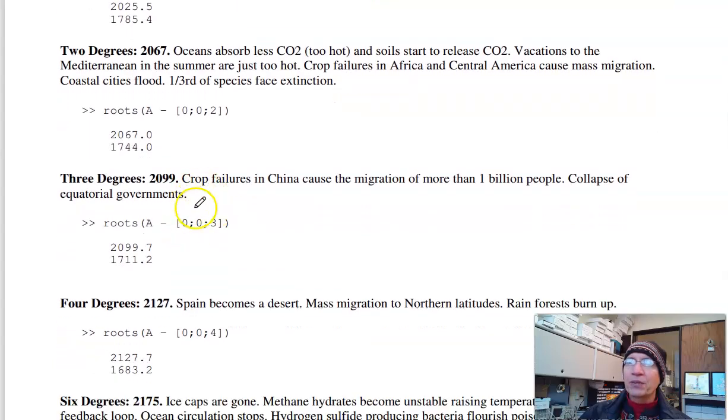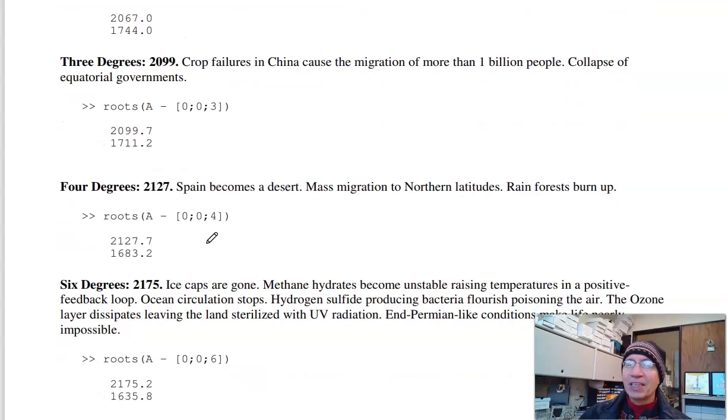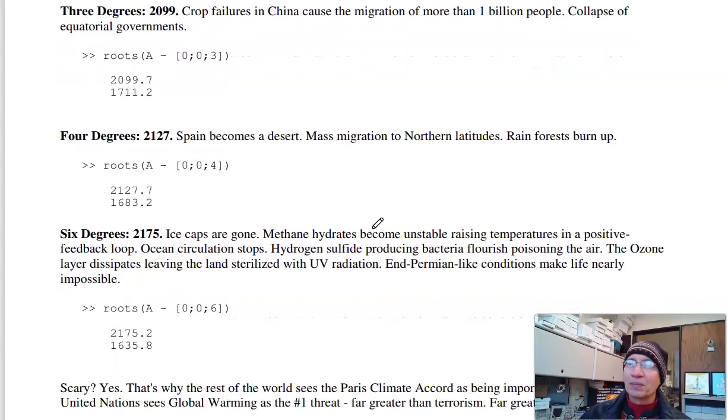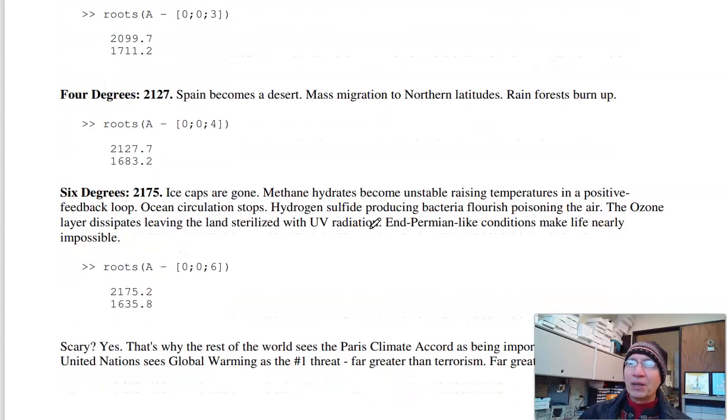At 3 degrees, turn of the century, you're getting crop failures in China, billions of people on the move, collapse of equatorial governments, something we have to look forward to. 4 degrees. Spain, Mexico become deserts, mass migration to northern latitudes, rainforests dry up. At 6 degrees, ice caps are gone, methane hydrates become unstable, in a positive feedback loop, ocean circulation stops, hydrogen sulfide gas sterilizes the atmosphere, ozone layer depletes. Basically really, really bad. That's about the year 2175.